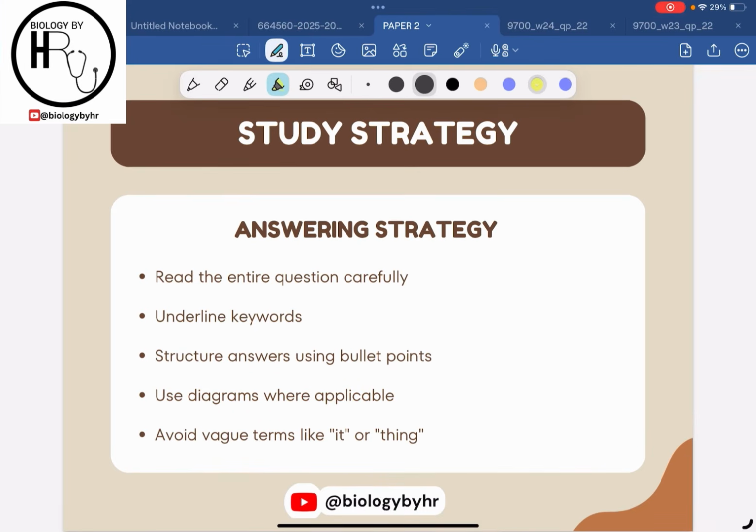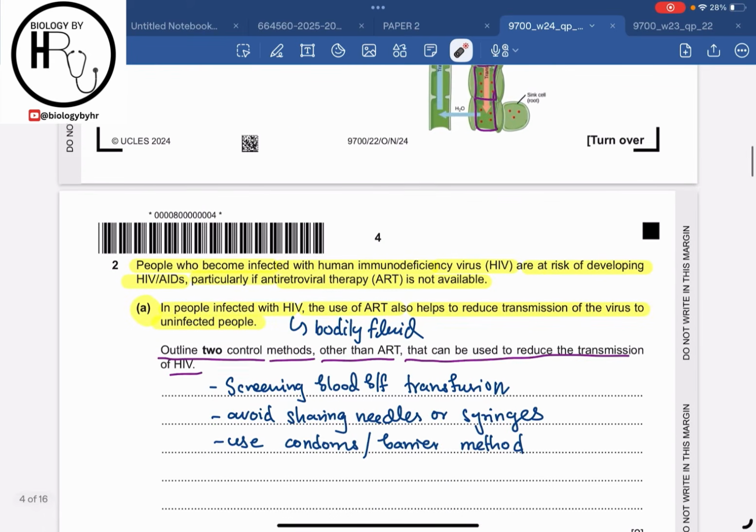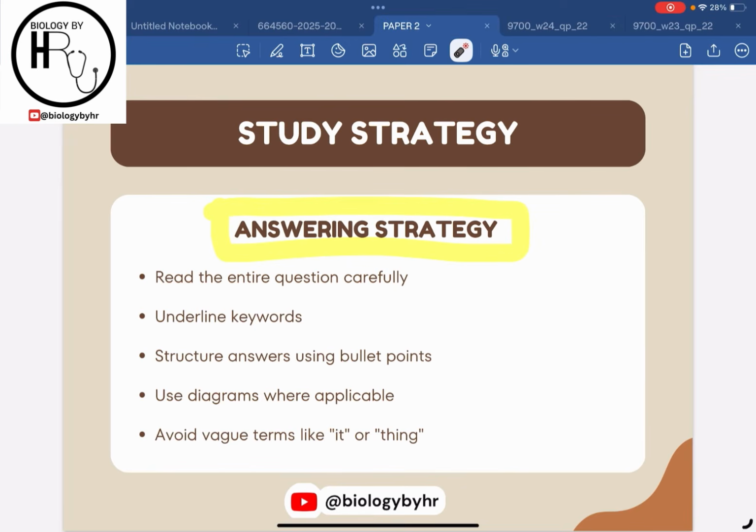Now finally, let's come to the last advice on how to ace your A Level biology paper 2, and that is the answering strategy. What I would suggest is that you read the entire question carefully. Most students don't know what reading the entire question carefully means. It means you have to read the question and underline the keywords alongside it. For example, identify the keywords and underline them or box those keywords which you think are necessary to answer the question. Then structure your answers using bullet points whenever you are practicing.